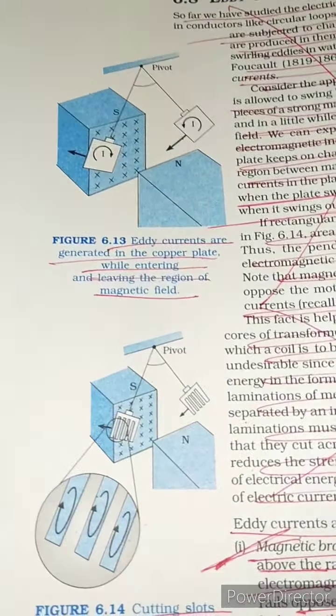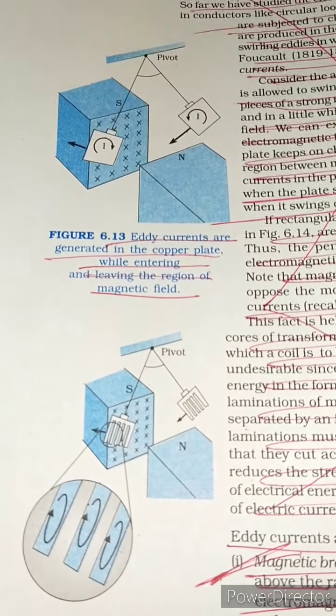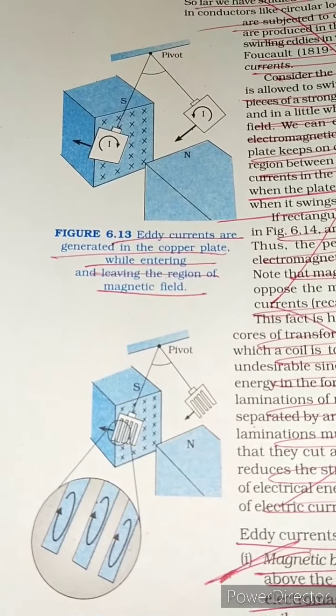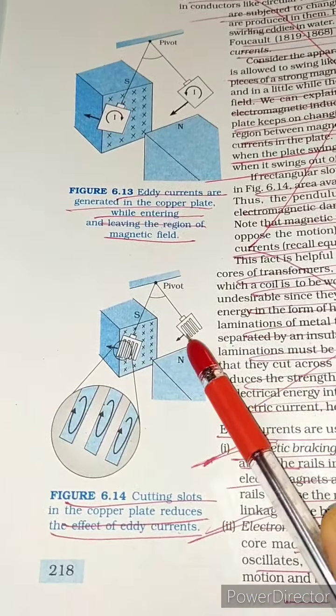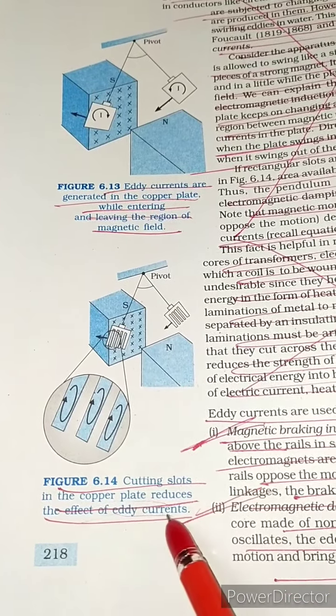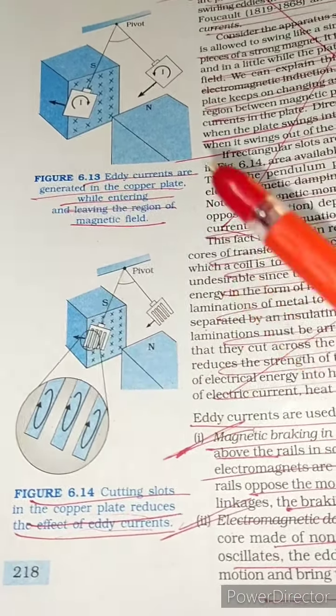When eddy current is generated, heat is dissipated, heat loss occurs. For example, in transformers, overheating takes place, which is a problem, and a lot of energy gets dissipated. And this is a method to reduce eddy current, that is cutting slots in the copper plate, reducing the effect of eddy current. When you cut it, the eddy current just revolves around this, so you can cut.